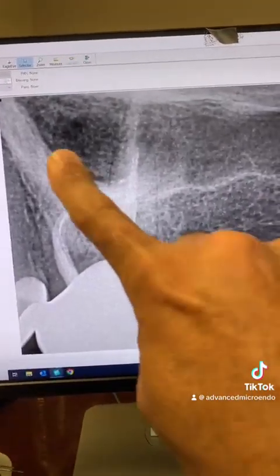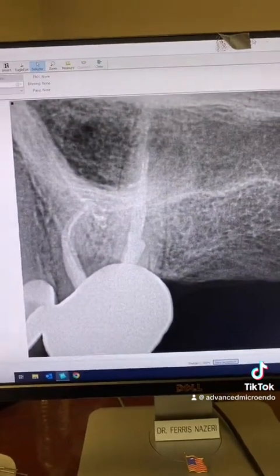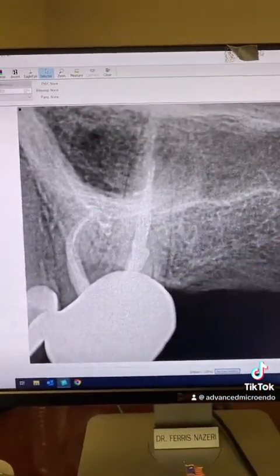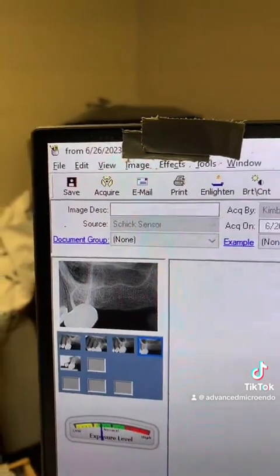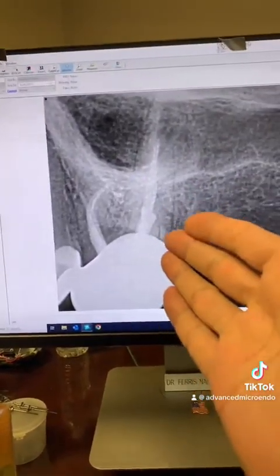As you can see, the periapical radiolucency is healed completely. Patient has no symptoms, tooth is in full function. And here's the date, 14 months post-op of tooth number 14.